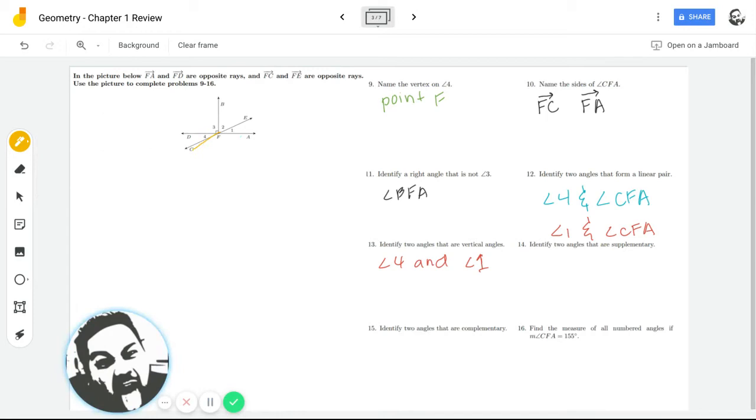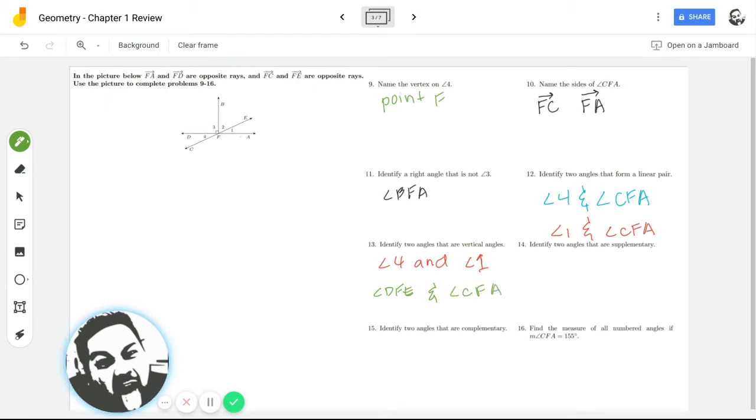One of them is angle CFA. If you take one of the sides of CFA, CF, and you go with its opposite ray, and you take the other side, FA, and find its opposite ray, those green lines create the angle that is vertical to CFA. You can't say 2 and 3. You have to use its proper name, angle DFE. So I'm going to write that down, angle DFE and angle CFA. All right. Moving on to question number 14.